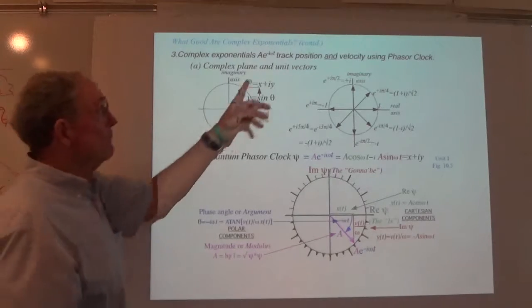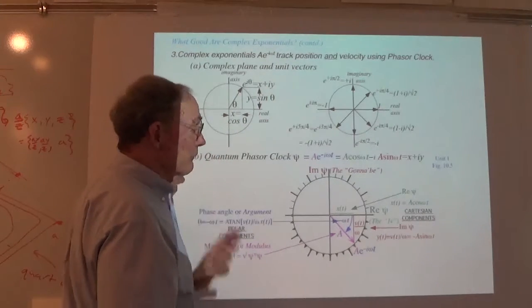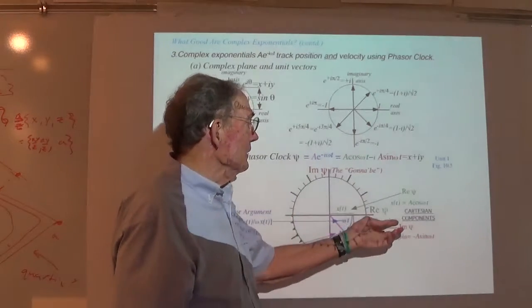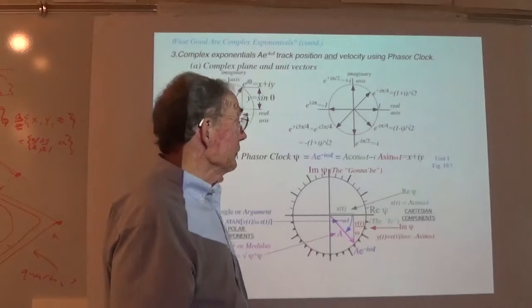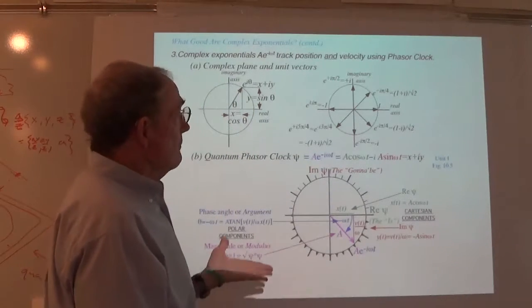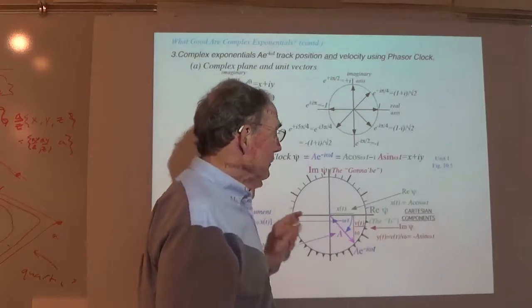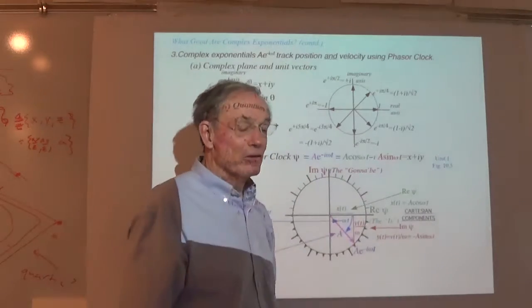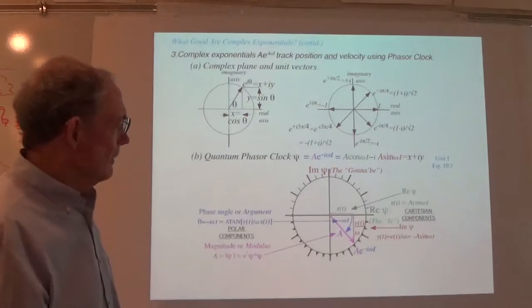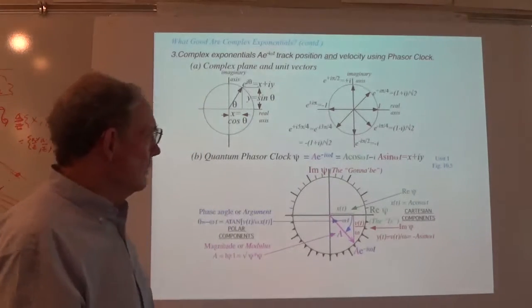And then tracking position and velocity on a phasor clock. I've already mentioned that. There's the clock. I say the real part is where you are, the imaginary part is where you're going to be. Okay? Or another way to say it is imagination precedes reality by exactly 1/4 cycle. That's a business maxim that is not very nice because it retards creative thinking.